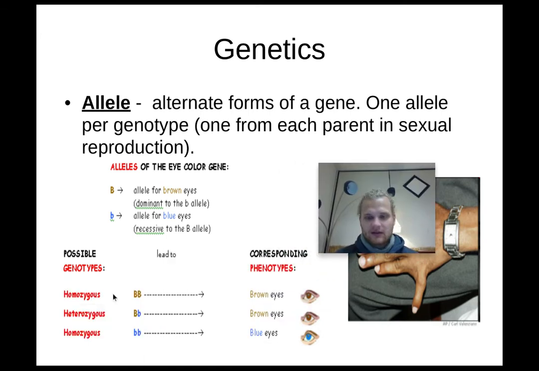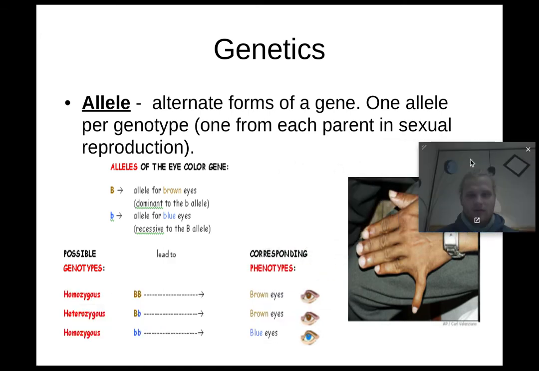All right, let me just get my picture out of the way. But let's talk about an allele. We're going to be talking about alleles quite a bit, but basically it's an alternative form of a gene, one allele per genotype. We're going to talk about genotype in a second, but let's just run through this example. Alleles of the eye color gene: there's an allele for brown eyes and there's an allele for blue eyes. The brown eye allele is a capital B and the blue eye allele is lowercase b.